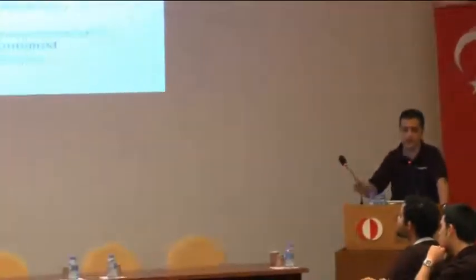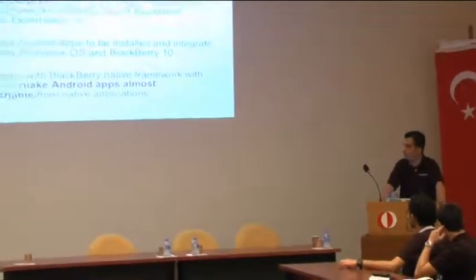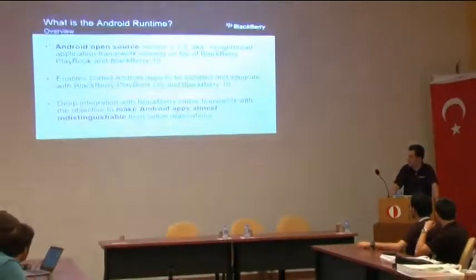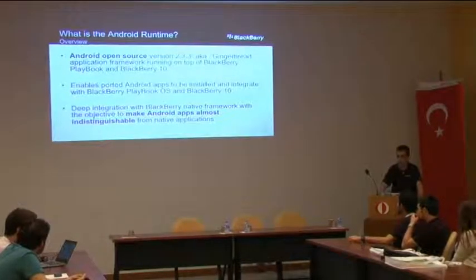So, what is the Android runtime? In the first version of BlackBerry 10, we had the open source Android Gingerbread 2.3.3. In the latest release, 2 days ago, we now have Jelly Bean, so 4.2.2. And what it does is enable ported Android apps to run on top of BlackBerry 10, very easy, just like other applications. So very easily you can repackage your Android application. So you take your APK.